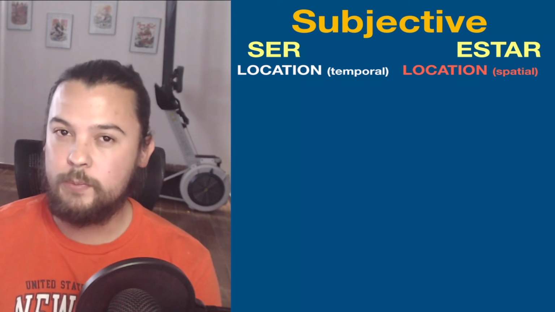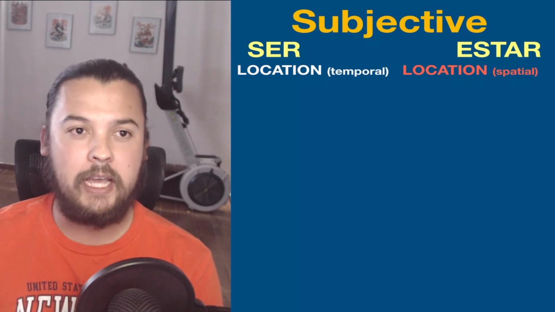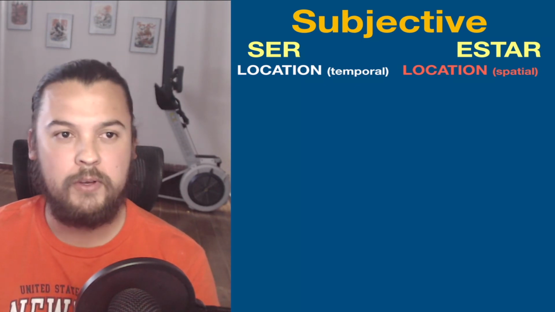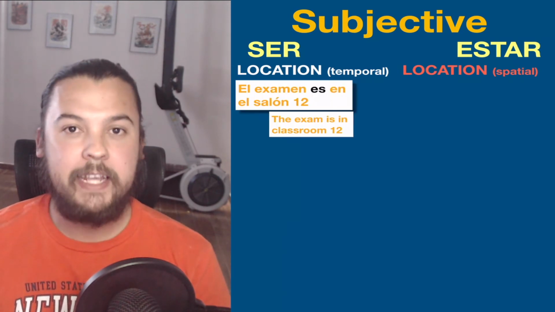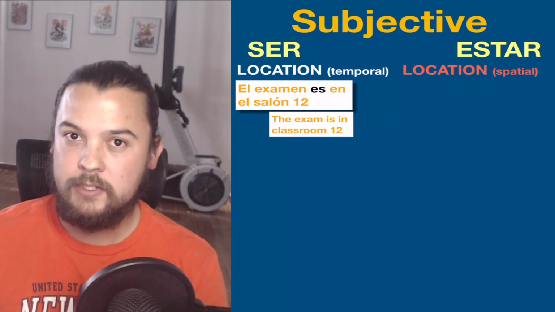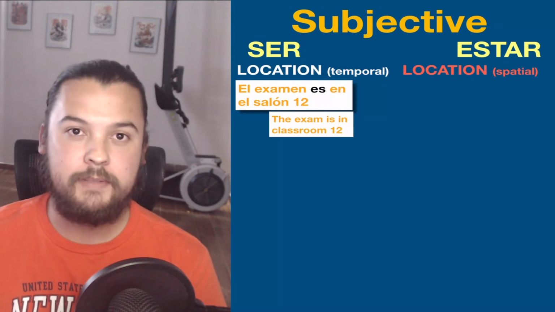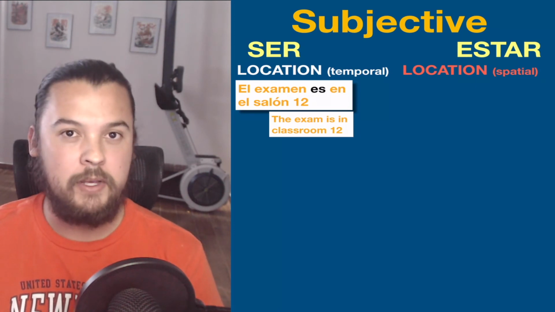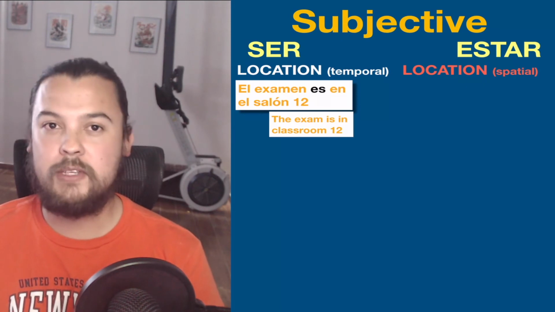It's going to be an object that can be carried out, that actually takes time to be performed or executed. For example, you have an exam. An exam can take place over minutes or hours. So it can go from 1 hour to 2 hours to 3 hours in order to take an exam. If something can take place over time, you will be using the verb ser.